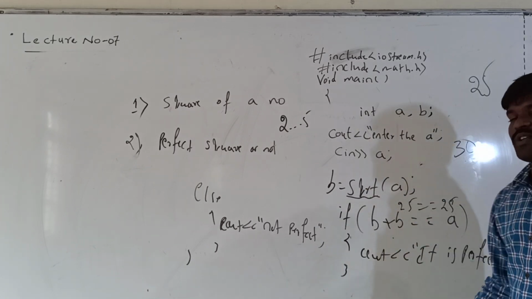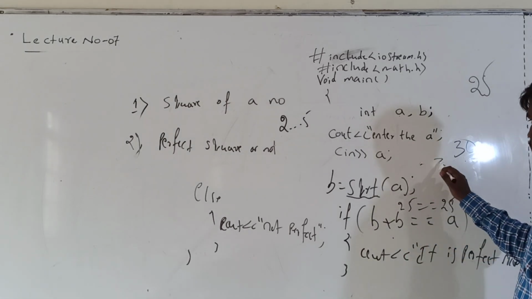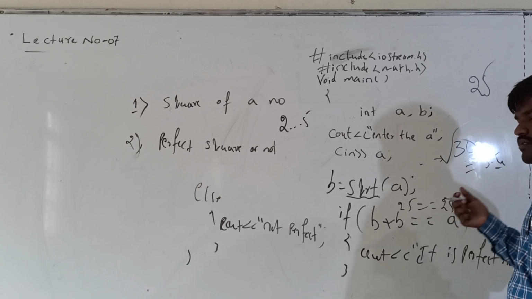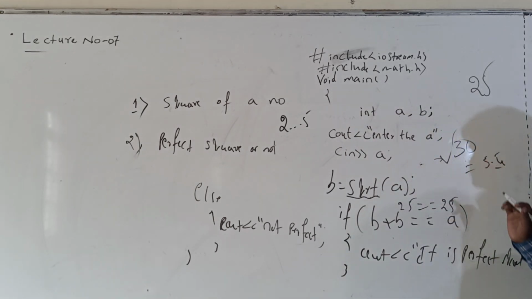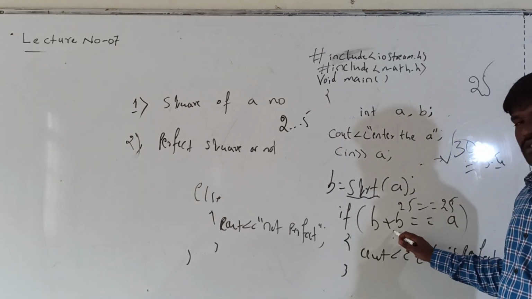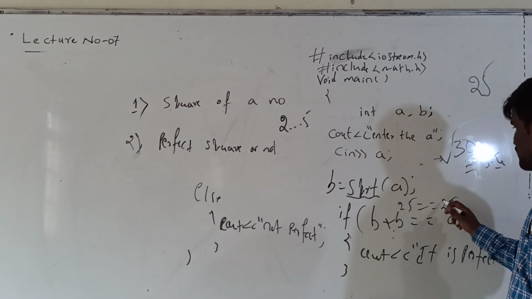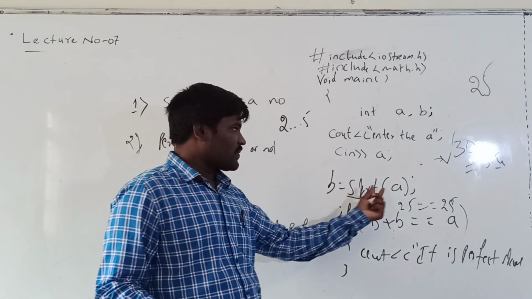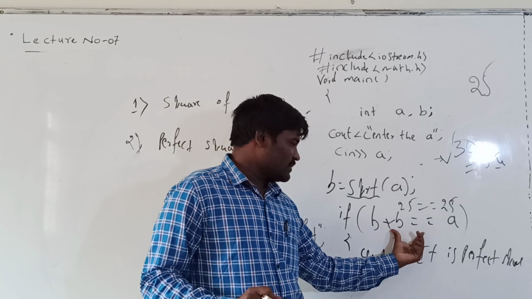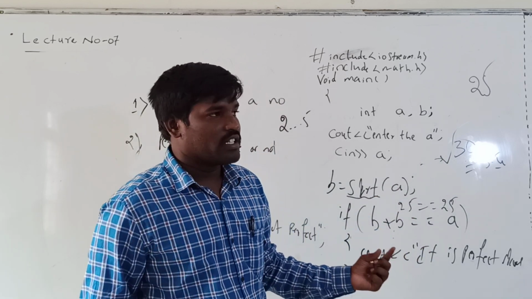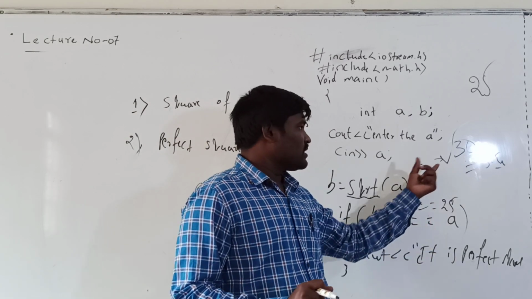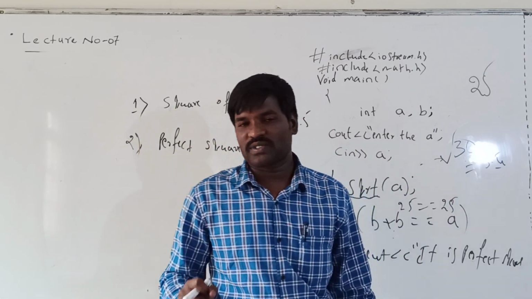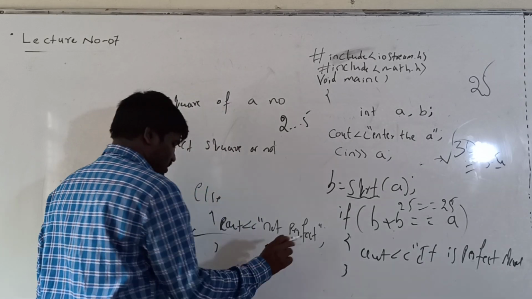Suppose I give the input value as 30. Square root of 30 is 5.5, you can take 5.5. 5.5 into 5.5 will give a different result. Here the input value is 30, and once we calculate the decimal value, if it is a perfect square, then the result is true. Otherwise it will not give the accurate value. Here 5 point something into 5 point something will not give 30. That's why it should display that it is not a perfect square.